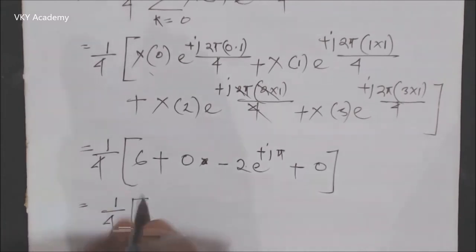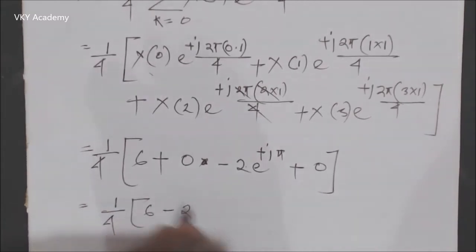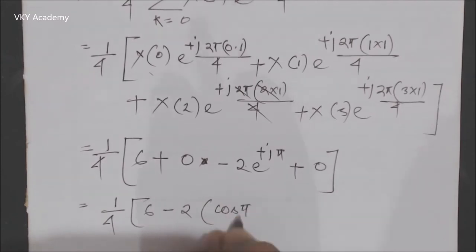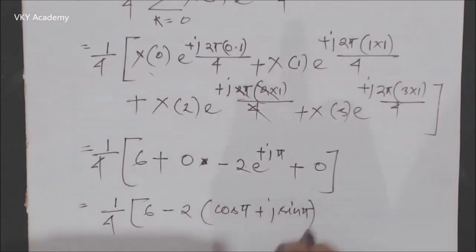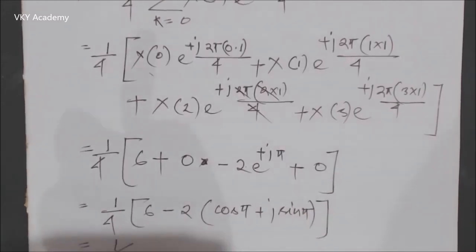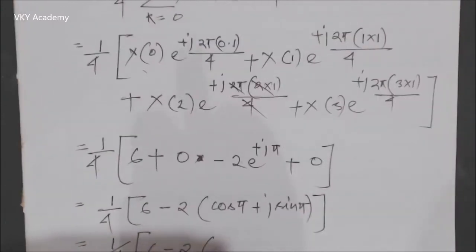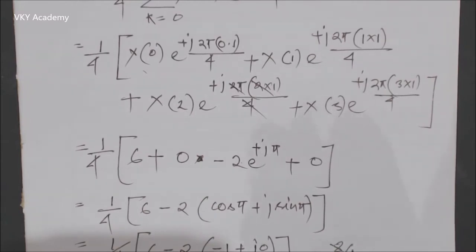1/4 whole into 6 minus 2 into cos pi plus j sin pi, which is 1/4 into 6 minus 2 into cos pi, which is minus 1, and the j term will be 0. So it will be 6 plus 2, which is 8/4, which is my second sample, x of 1.